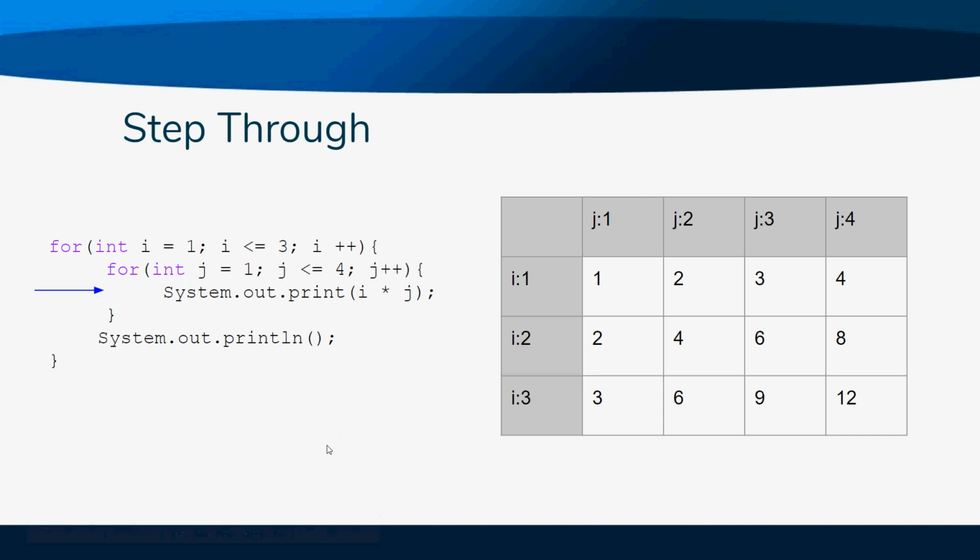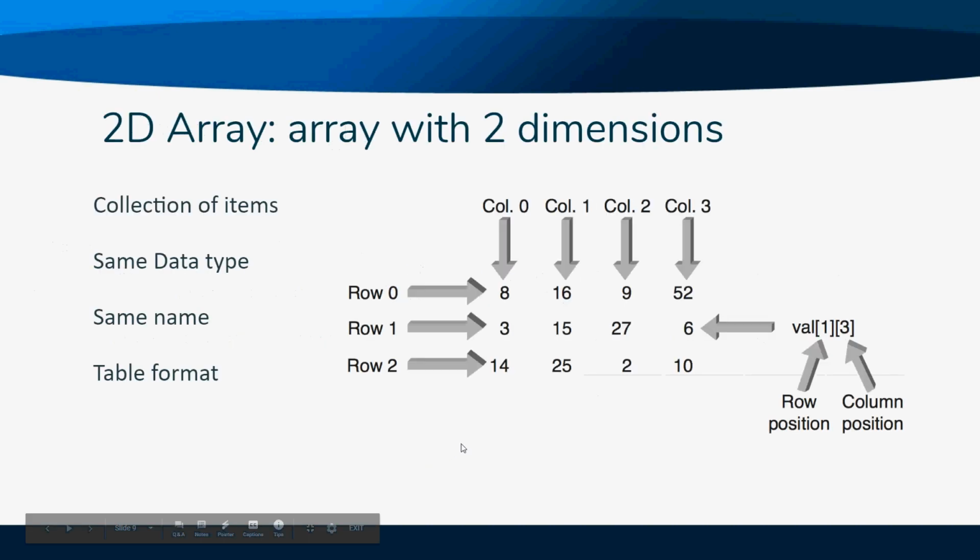Okay, now let's show you what this has to do with 2D arrays. A 2D array is just an array, but instead of having a single list, it has 2 dimensions. So we have rows and we have columns. It's still a collection of items, just like an array. All of the items in the array or grid have the same data type and the same name. The only difference is it has this table format instead of a list format.